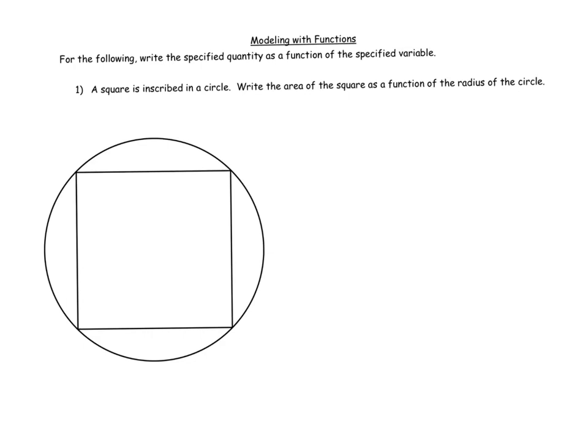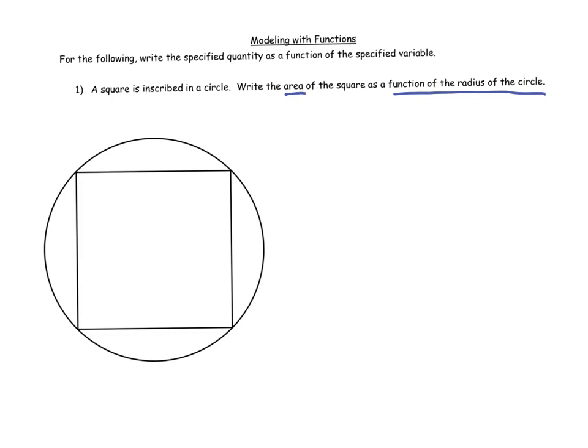In this video, I'm going to show you how to model basic situations using functions of one variable. So this says a square is inscribed in a circle. Write the area of the square as a function of the radius of the circle. So first of all, we're trying to write the area of the square, but we want it in terms of the radius of the circle here. So we need to put some variables in here.